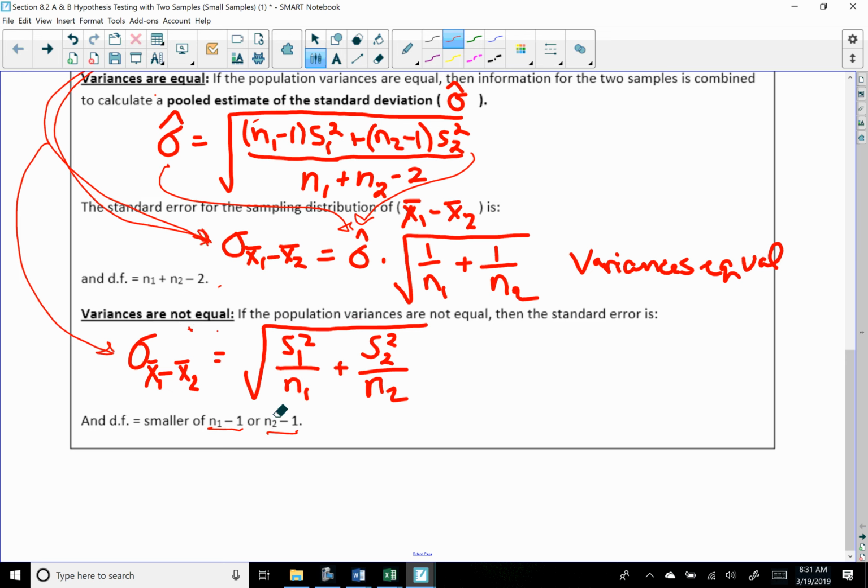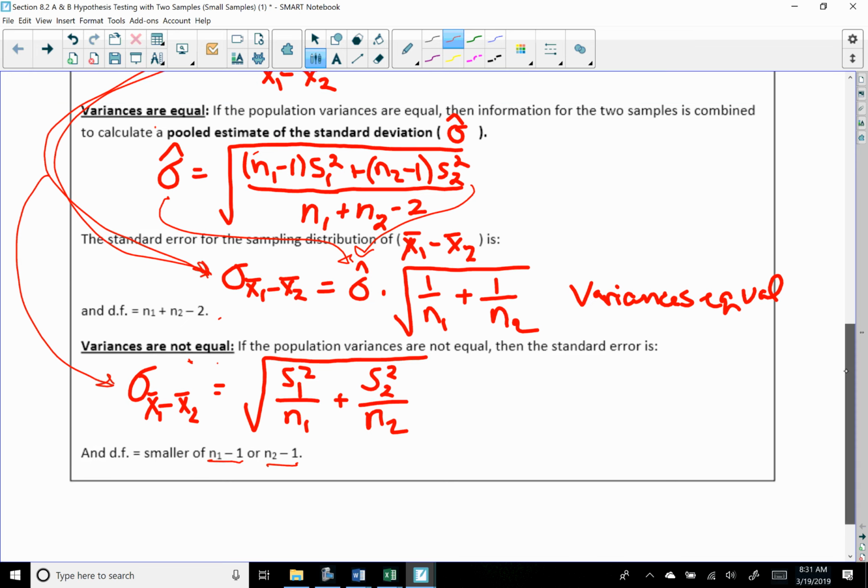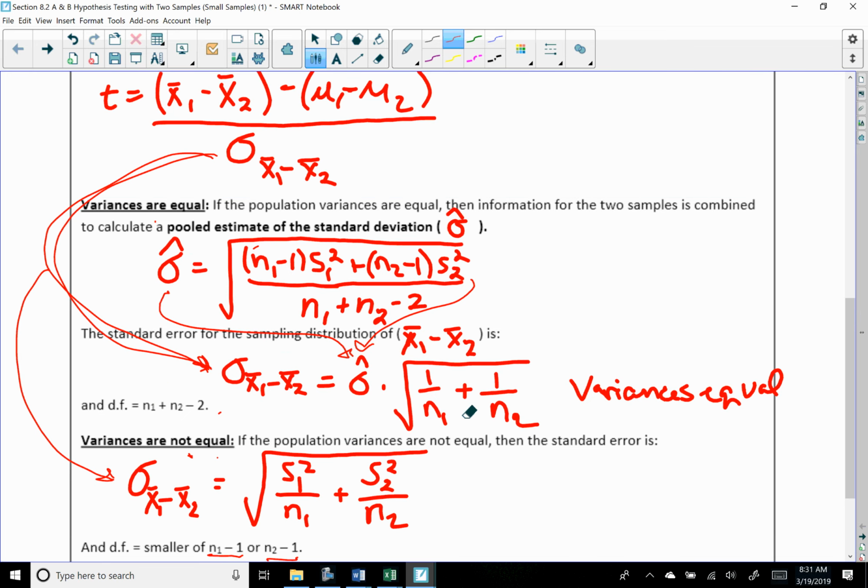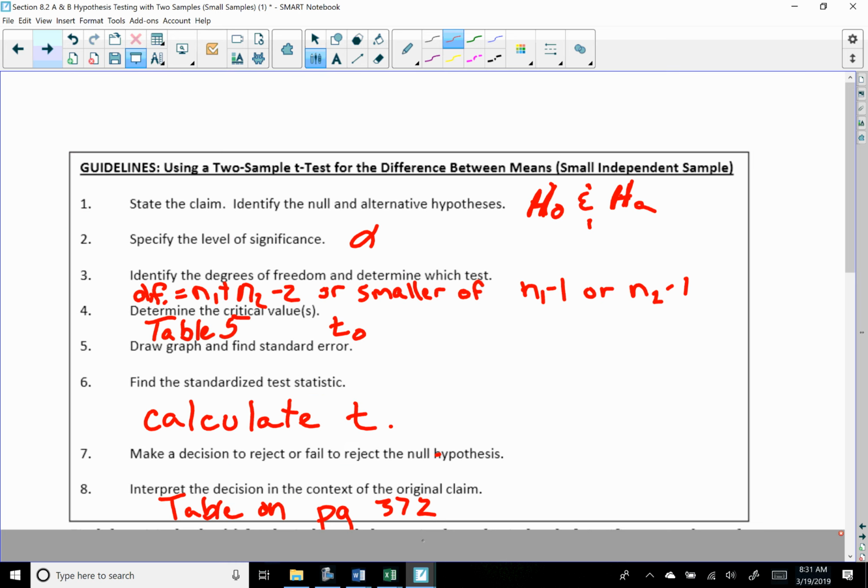So variances not equal, much easier. Variances equal, bigger process. Okay? Let's take a look at how to do one. All right, guidelines. Using a two-sample t-test for the difference between means for small, independent samples.